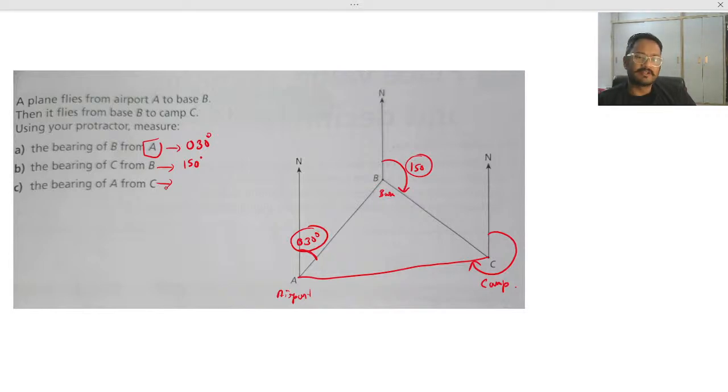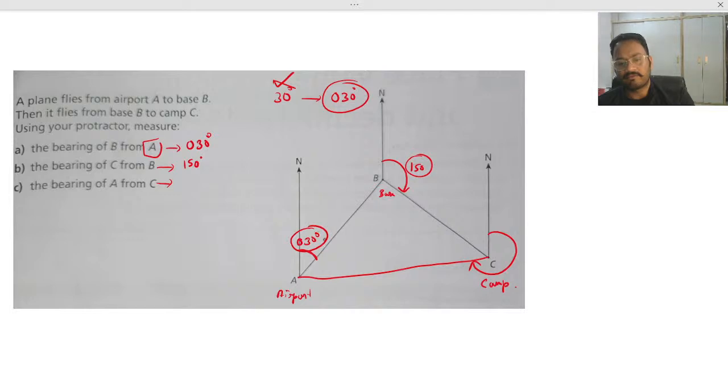Lekhansh is asking, sir, instead of writing 030, can we write 30 degrees? Yes, your marks will be cut if you write 30. You cannot write the bearing as 30 degrees. You have to write it as 030, otherwise your marks will be cut, definitely. Every time I have mentioned that you need to write the answer as a 3-digit number. Okay, so this is your answer. Now the bearing of A from C.